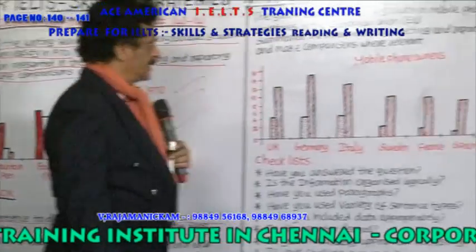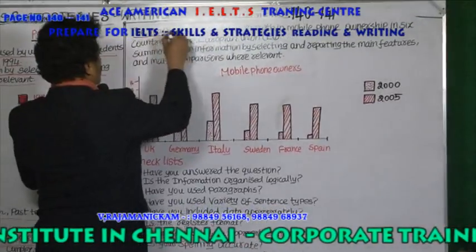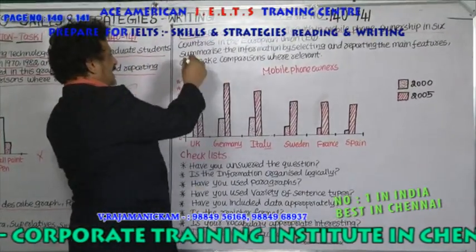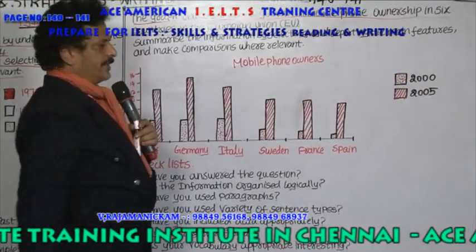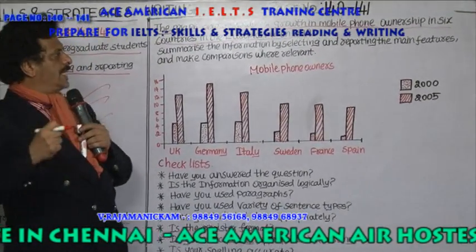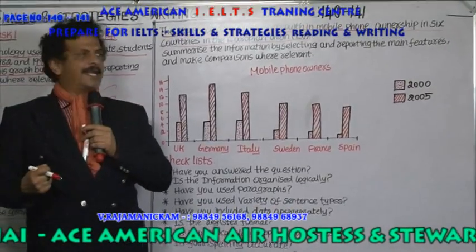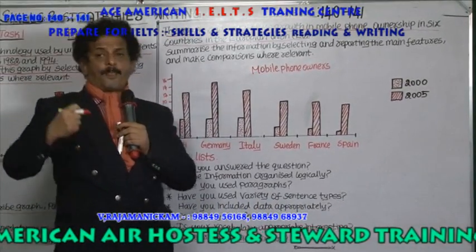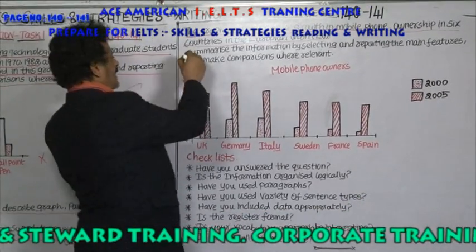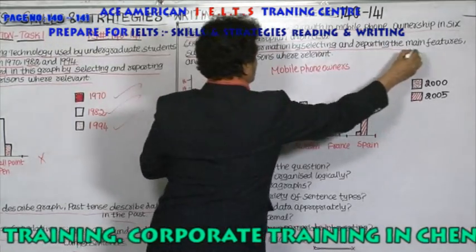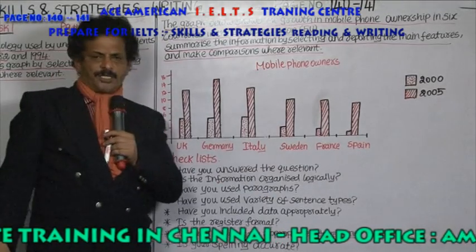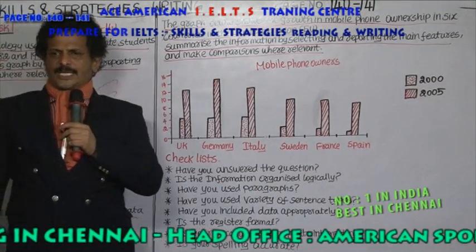Now coming here to the second graph. The graph below shows the growth in mobile phone ownership in 6 countries in the European Union. You know the European Union? In the European Union, they have collected the data for 6 countries and put it in a graph, showing the growth in the usage of mobile cell phones. Summarize the information by selecting and reporting the main features and make comparisons wherever relevant.